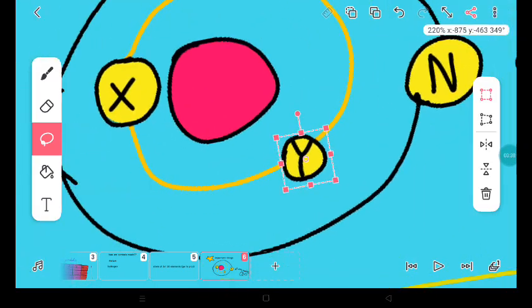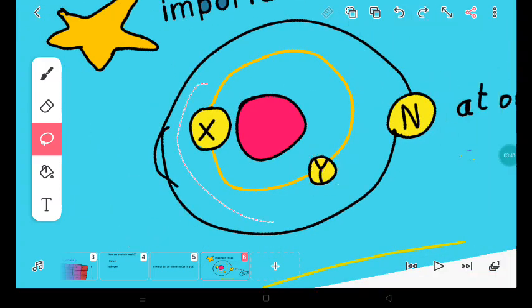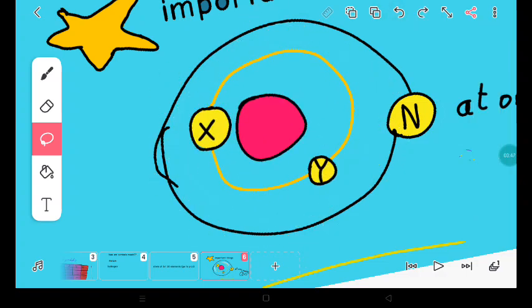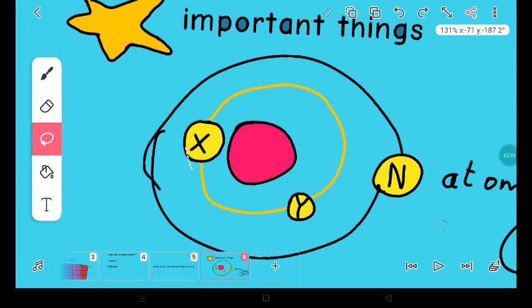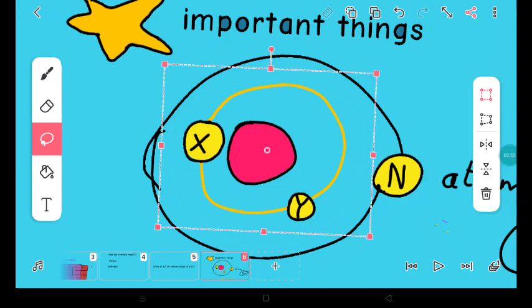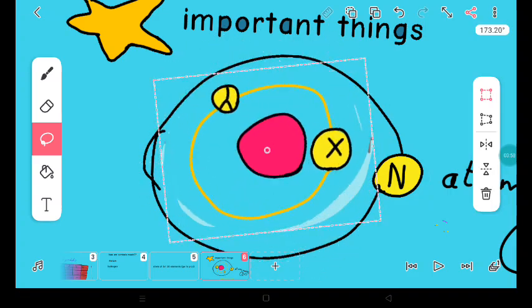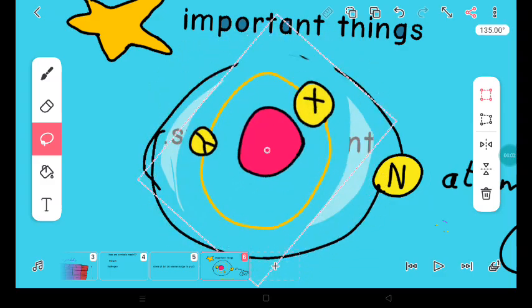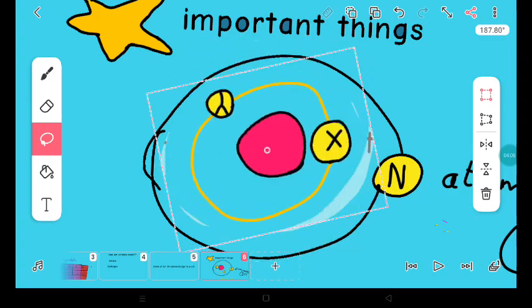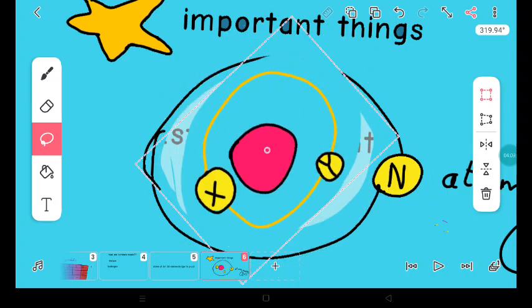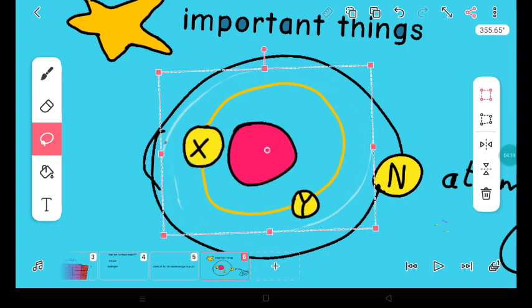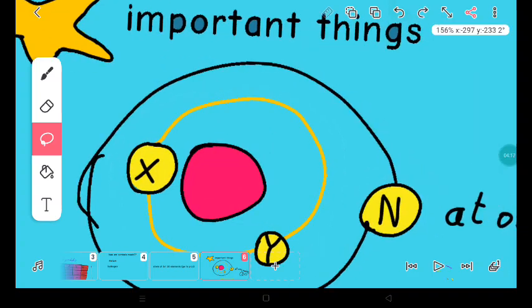This is Y electron. Let me just select the whole thing. Perfect. Now, X and Y electrons are moving on their orbit. X and Y electrons are only allowed to move on their orbit. If they move on any other orbit, then they are gonna go to jail. I mean, they're not gonna go to jail. I'm just saying that so you can easily remember what electronic orbit is.